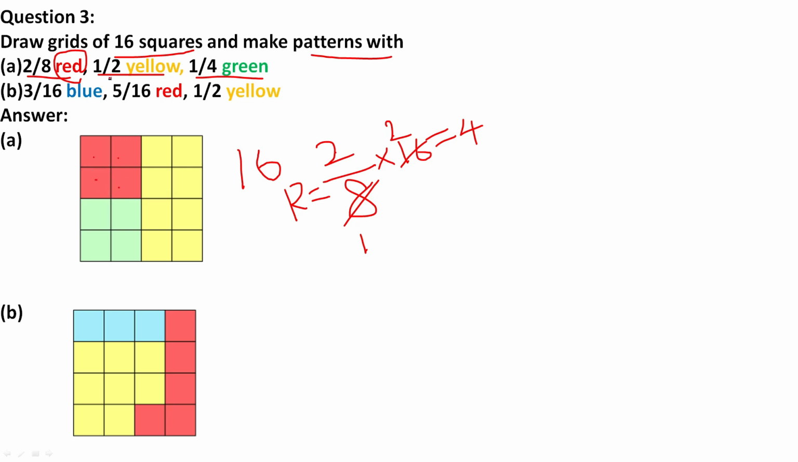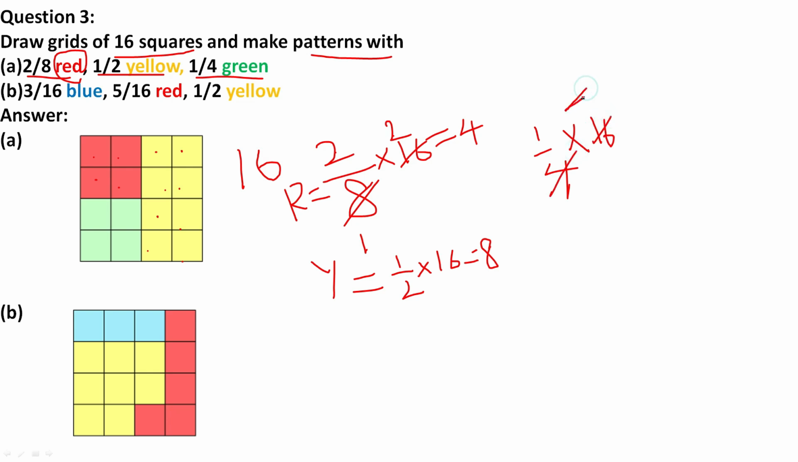How many we have to give yellow? Yellow color is equal to half of 16. What is half of 16? It is equal to 8. So 8 yellow, 1 2 3 4 5 6 7 8. 8 squares yellow. 1 by 4 green. So 1 by 4 of 16. 1 4 is 4, 4 4s are 16. So 4 1s are 4. So 4 squares we have to give green. So green color 4. 1 2 3 4.